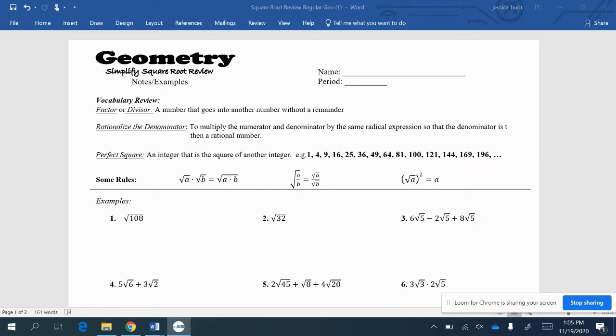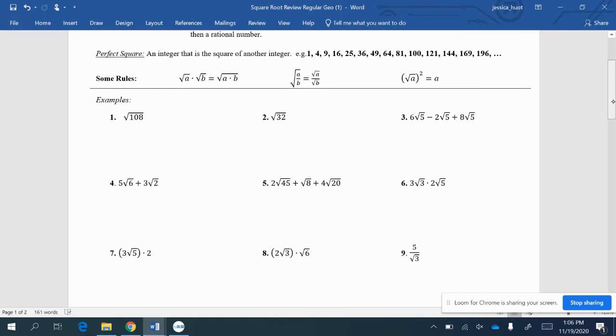So some rules. To multiply two radicals together, you just multiply the insides. So the square root of a times the square root of b is the same thing as the square root of a times b. And then the square root of a divided by b, you can break that square root up and say the square root of a over the square root of b. And then the square root of a squared, the square root and squaring something are opposites of each other. So those end up canceling out and I'm left with just a.